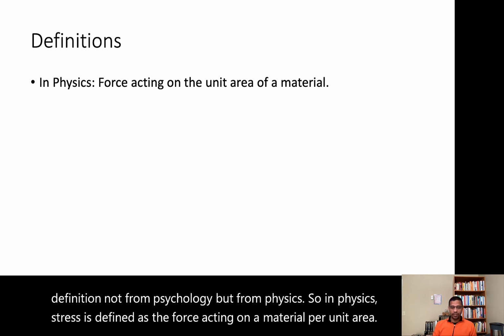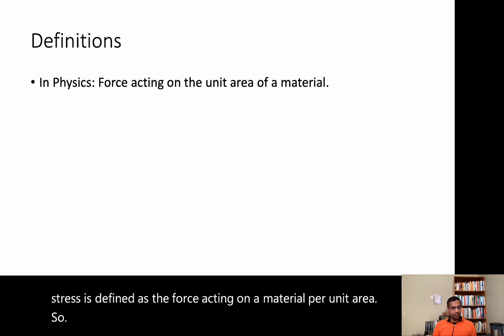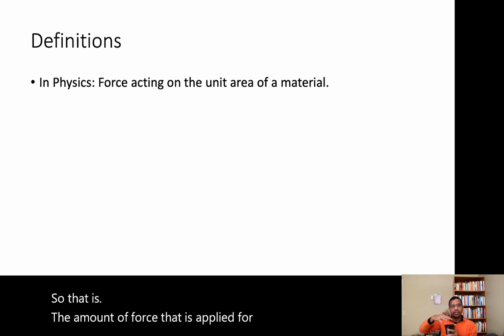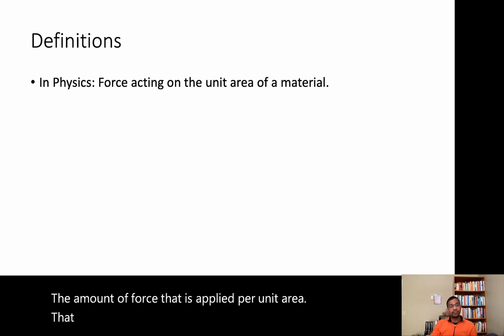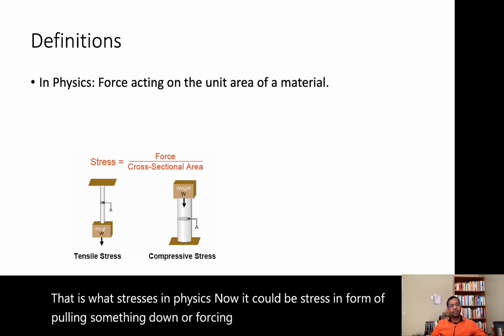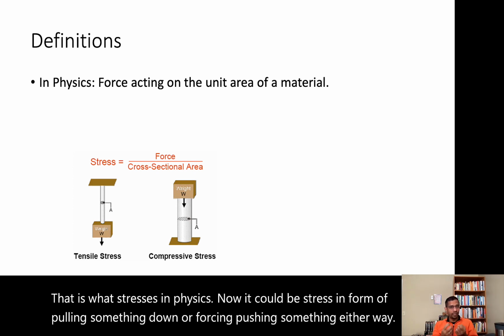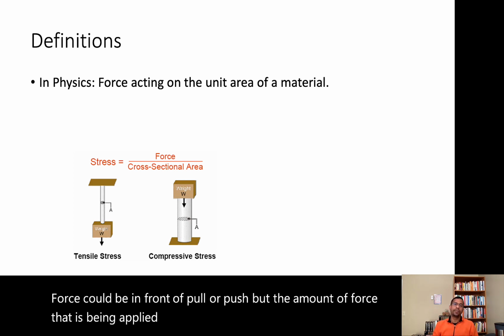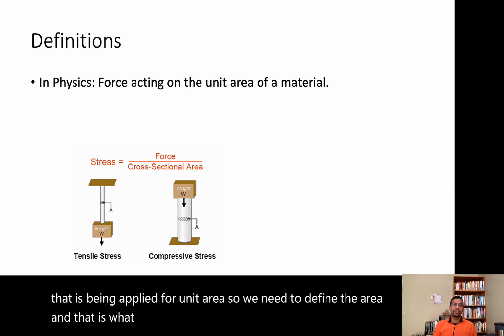So that's my flask. If I'm pressing it, that is the amount of force that is applied per unit area. That is what stress is in physics. Now, it could be stress in the form of pulling something down or pushing something. Either way, force could be in the form of pull or push, but the amount of force that is being applied per unit area. So we need to define the area, and that is what is called stress.